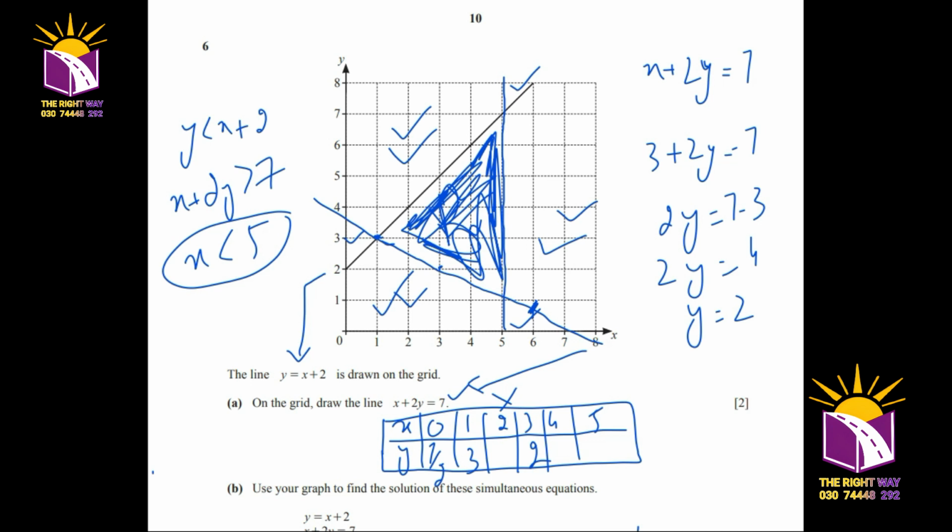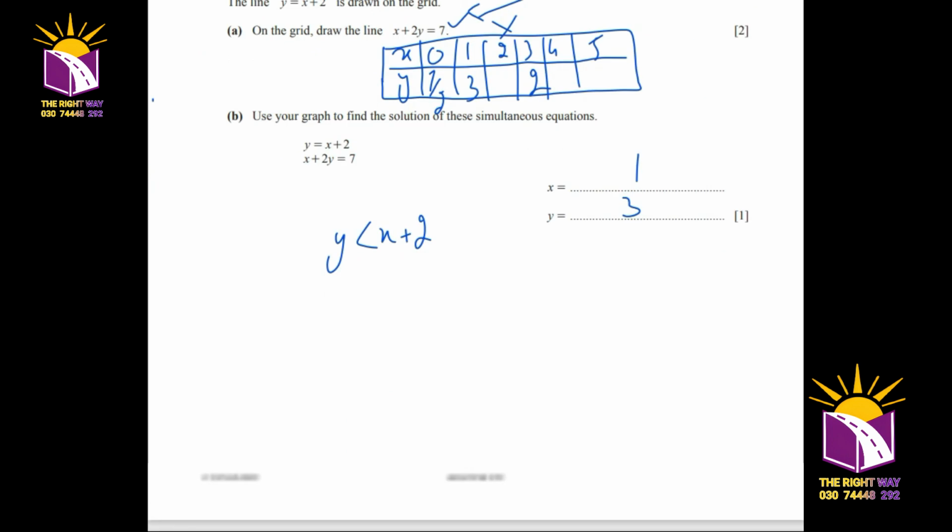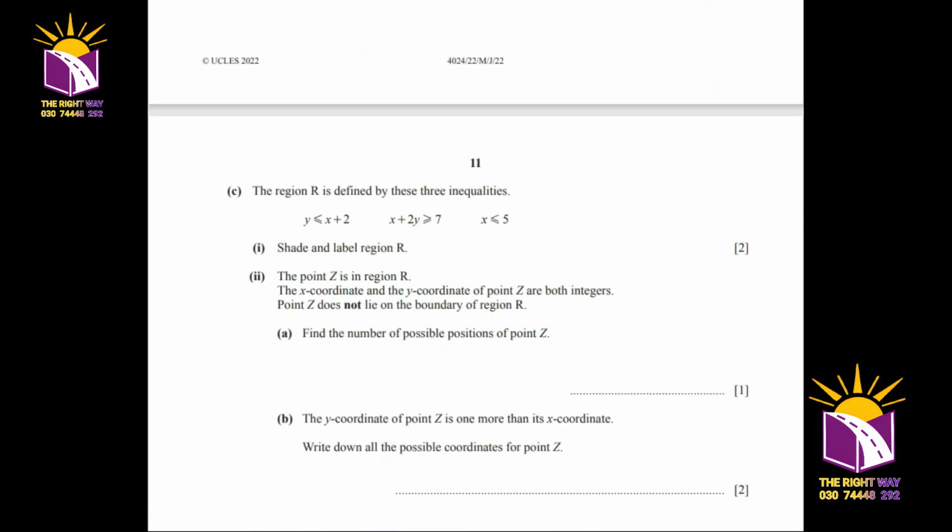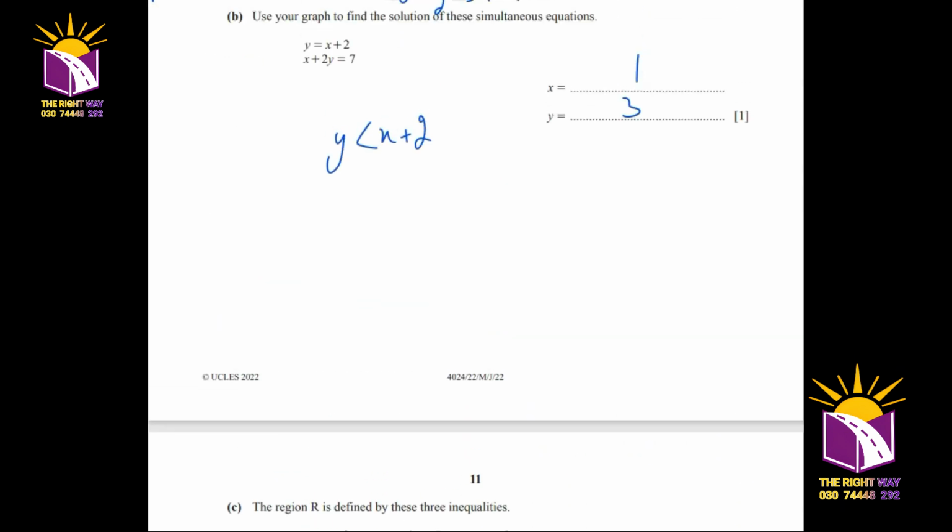We are going to write R in it. This is our desired region R. Now the point Z is in region R. The x coordinate and y coordinate of point Z are both integers. Point Z does not lie on the boundary of the region. Find the number of possible positions of Z.